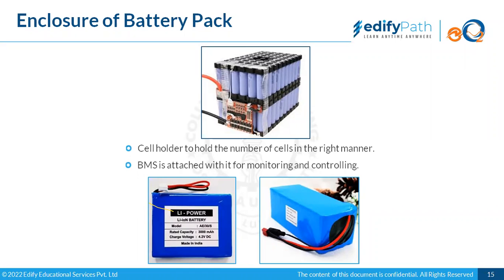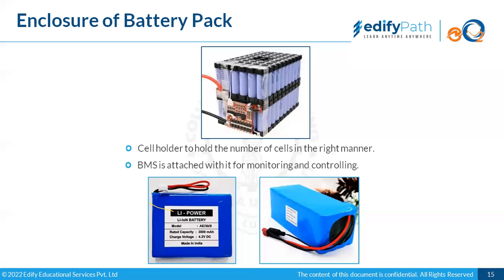So these cells will be placed in the cell holders, then they will be connected in series and parallel to make modules, and those modules will be connected in series to form the battery pack, and we would be using the BMS. Now this has been done. We have been able to achieve a battery pack of a certain voltage level and certain capacity.